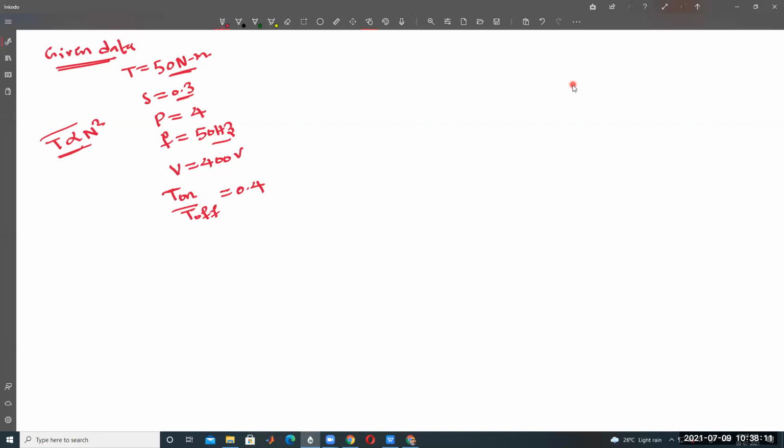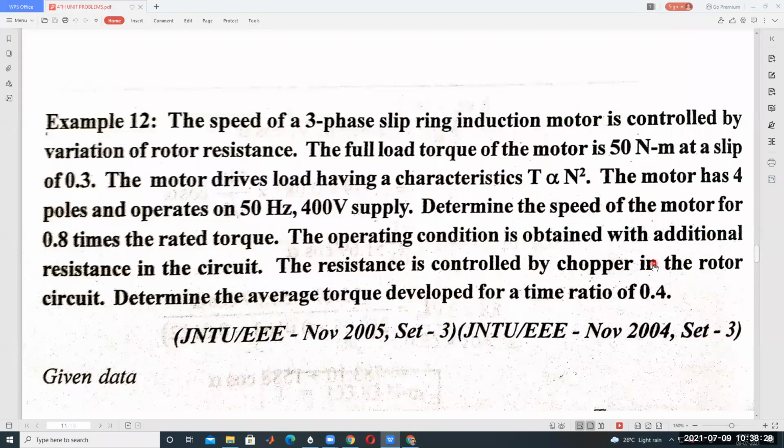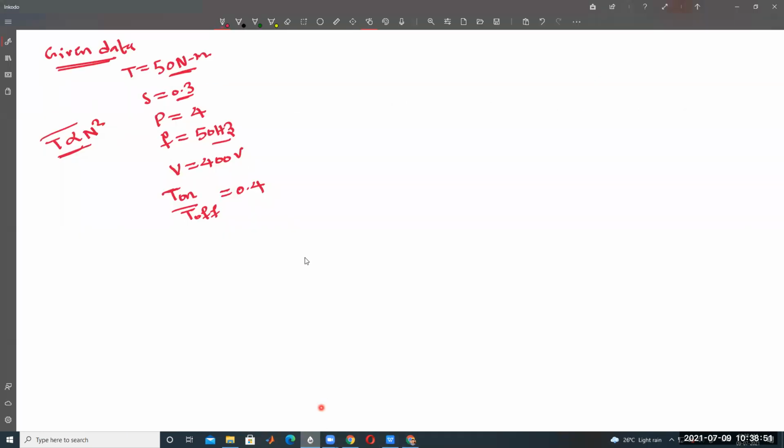So what is the question here? What do we have to find? Motor speed, and also the average torque. Determine the average torque developed for a time ratio of T on by T off equal to 0.4, with the resistance controlled by chopper in the rotor circuit. Average torque and speed. Torque is proportional to N square. This is called a fan type load. This is the relation followed in fan type loads.